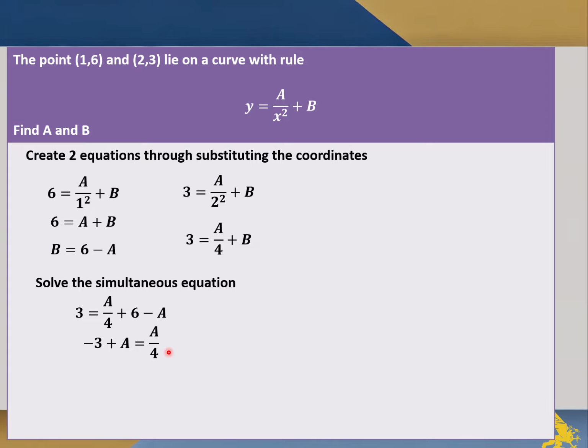I need to get rid of this 4, so I will times both sides by 4. That will give me negative 12, and it will give me 4a. I'll get my a's onto one side, so it's easy just to take away 4a. That will give me negative 12 is equal to negative 3a. So I divide both sides by negative 3, and that gives me a equals 4. The next part is just substituting that into my equation up here. b is equal to 6 minus a, and that gives me b is equal to 2.